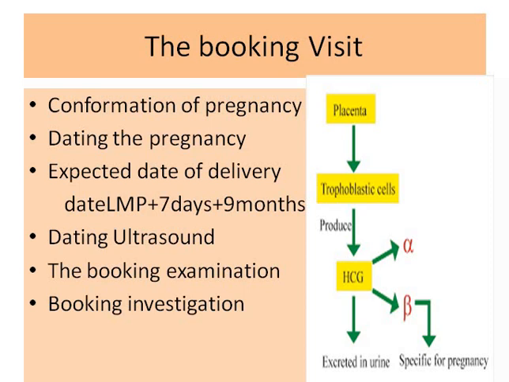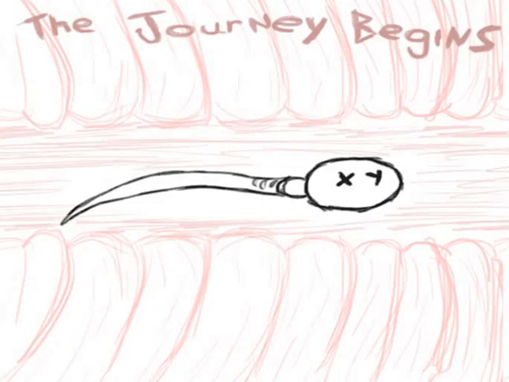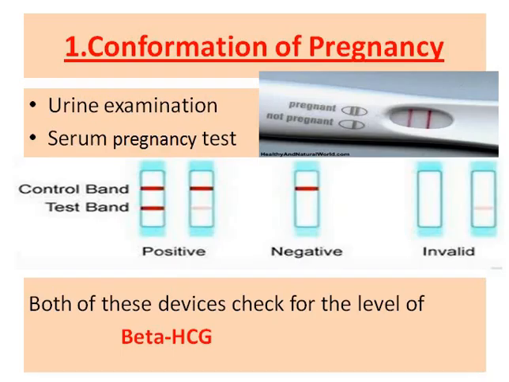Now, we start antenatal care with the booking visit. The booking visit has 6 points. The first point is the confirmation of the pregnancy. Then we need to date the pregnancy, that is how long the pregnancy has progressed, and we need to calculate the expected date of delivery, with a dating ultrasound in those women who are unsure of their last menstrual period or unsure for how long they have been amenorrheic, and lastly we do an examination as well as investigations. So that was a handful, so our journey begins now.